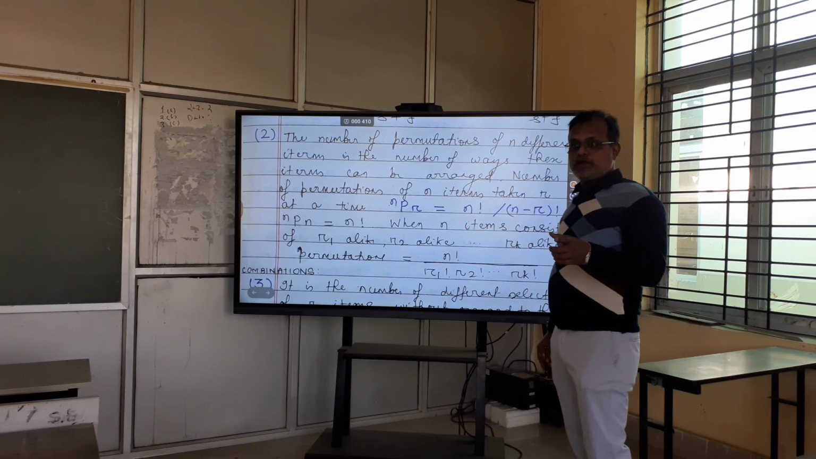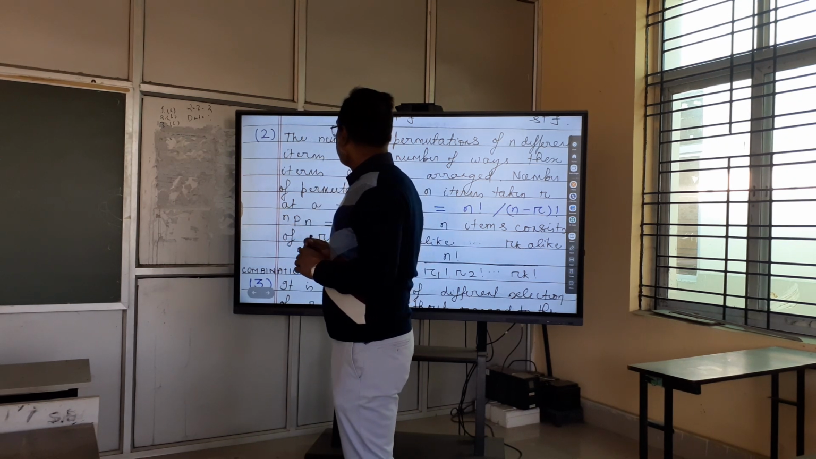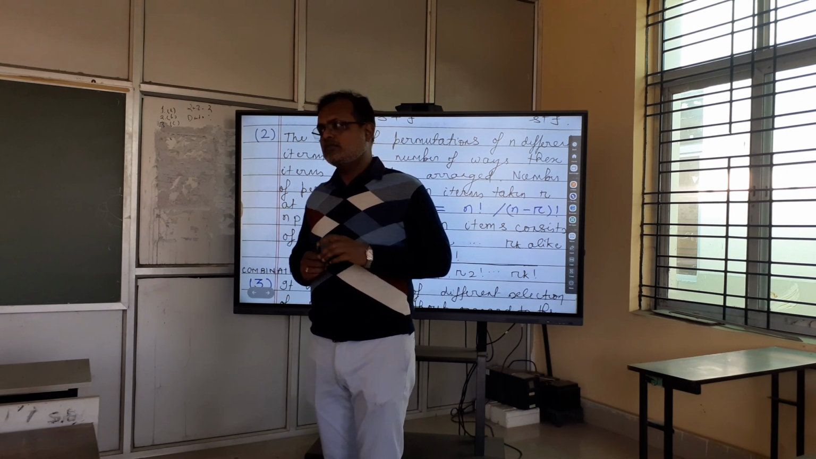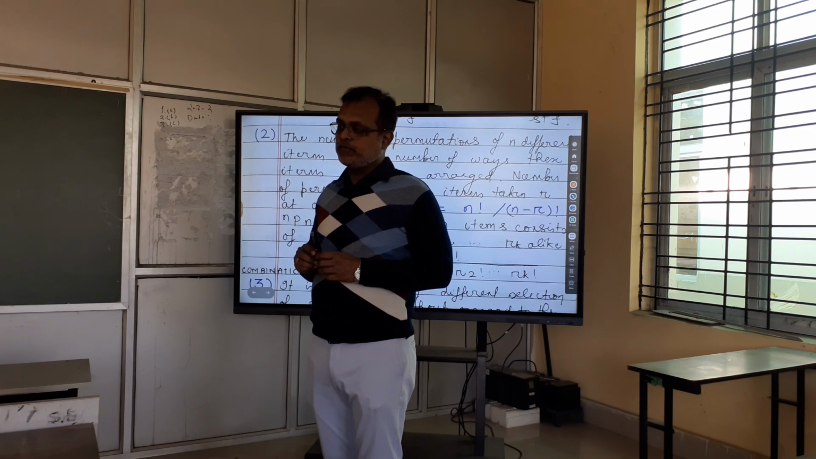The first point was probability. Write down, number 1 was probability. Number 2 is permutations. What are permutations? You might have read this in your 12th standard as well as in your engineering program.